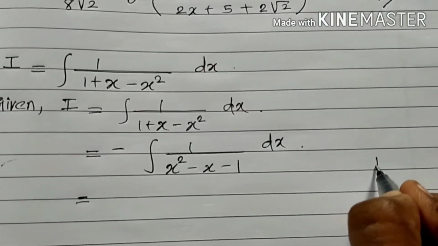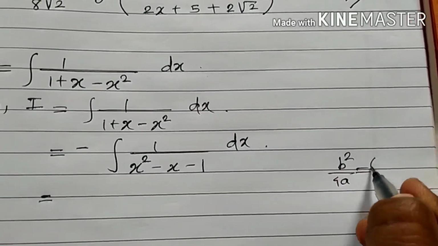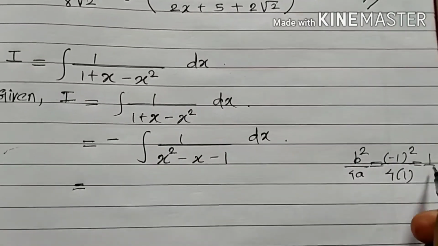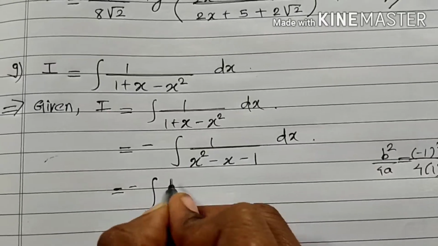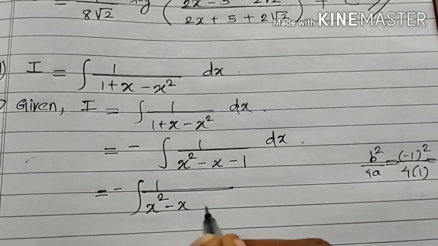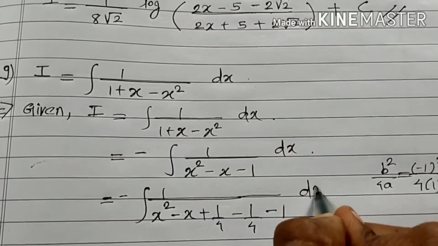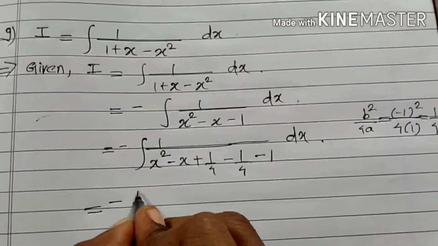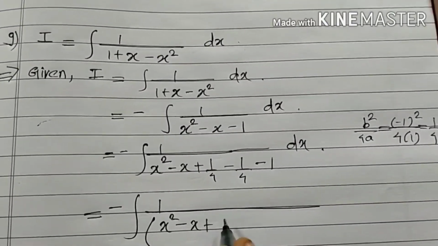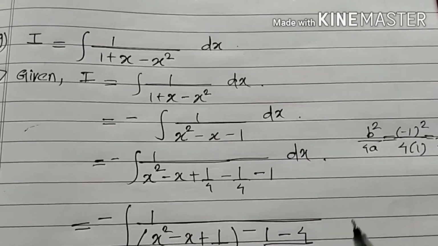Now next, here use b square upon 4a. Here the value of b is minus 1 square, the value of a is 1, so it will become 1 upon 4. Now add and subtract this 1 upon 4, so we get x square minus x plus 1/4 minus 1/4 minus 1 into dx. Now next, minus integration of, take in one bracket, x square minus x plus 1/4, and this is minus (1 plus 4) upon 4 dx.